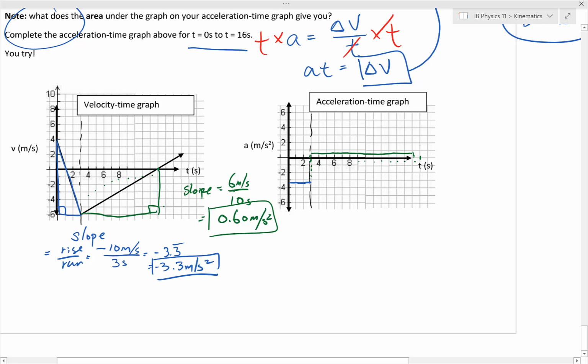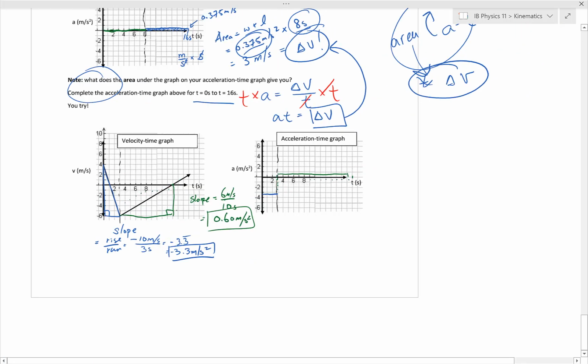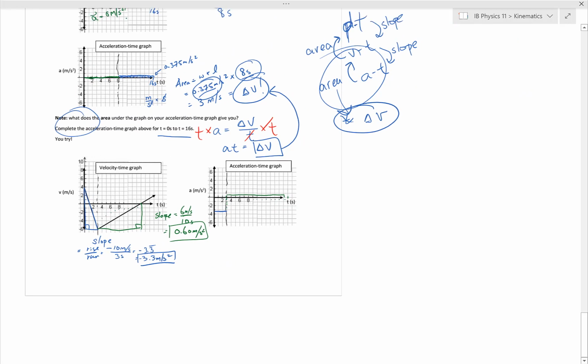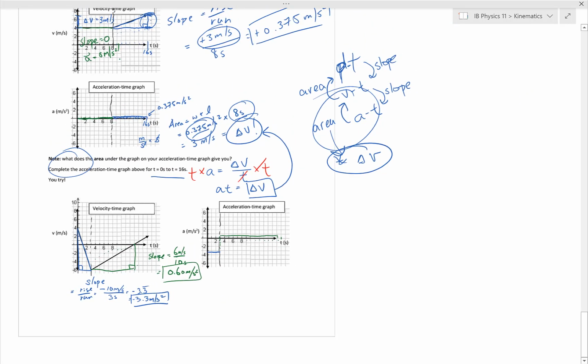Now, this is the end of the whole series of lessons on velocity and acceleration time graphs. So I know this was a lot of material.